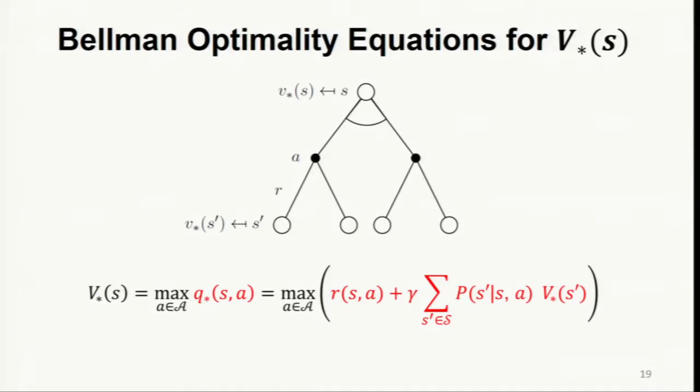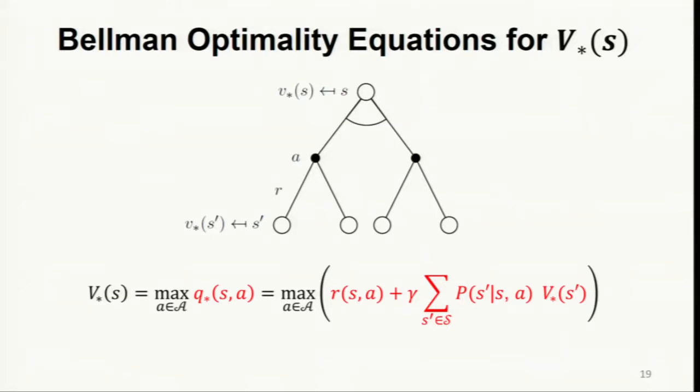So V star S is actually equal to the max. Now, why do I put this here? Because you have a choice to make. The choice you're going to make is this max. You're going to choose the actions that maximize. So if you are in this state, you have different action values. Now you want to choose the action that gives you the maximal action value. So this is why I have this. You choose the maximum one.